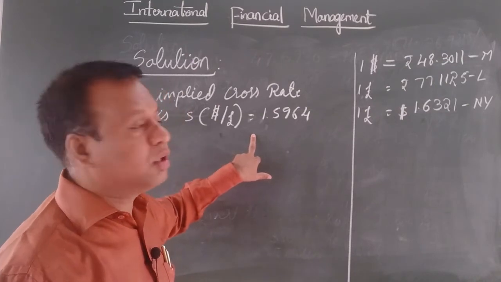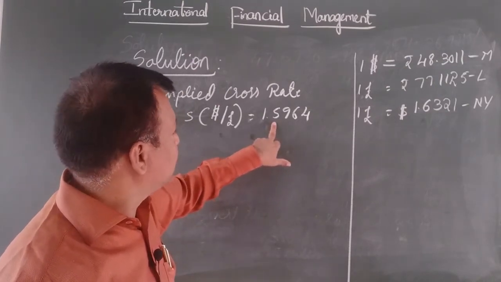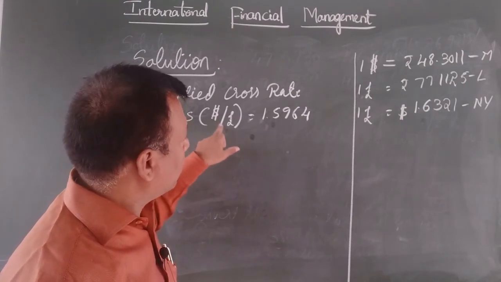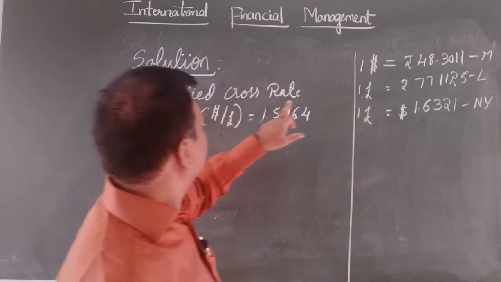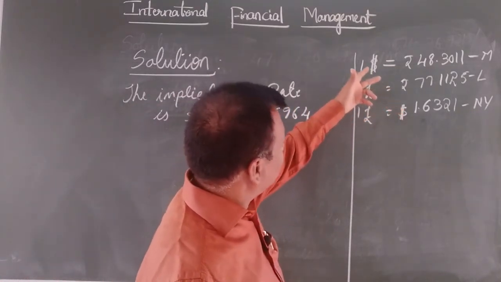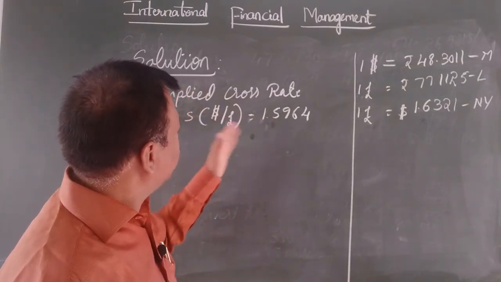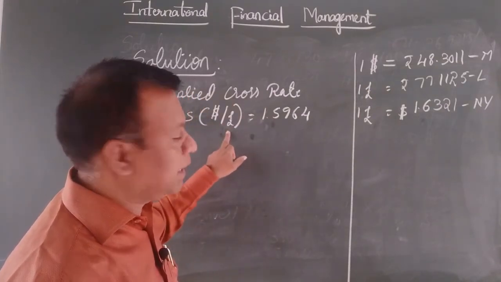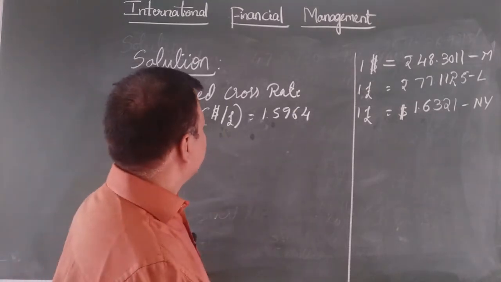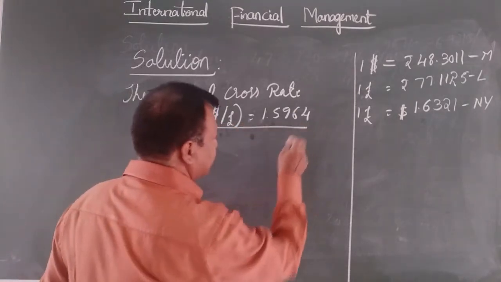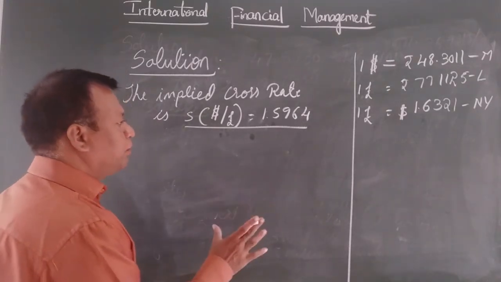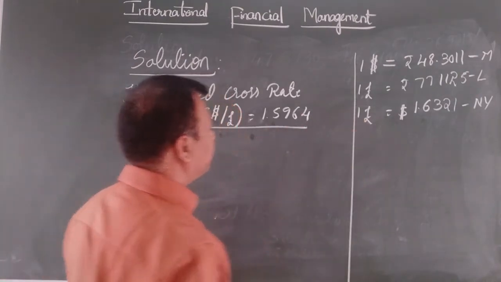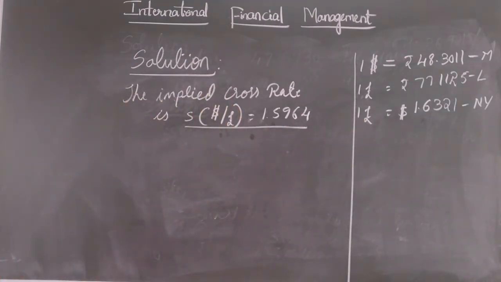Some of you may still have a doubt about how we got this 1.5964. We have to find dollar by pound. Dollar by pound is equal to dollar by rupee in the numerator, so the rupee gets cancelled and we get dollar by pound. If you do that cross rate, we will get the answer 1.5964. So now we came to know that there is an arbitrage possibility. Now let's evaluate it.